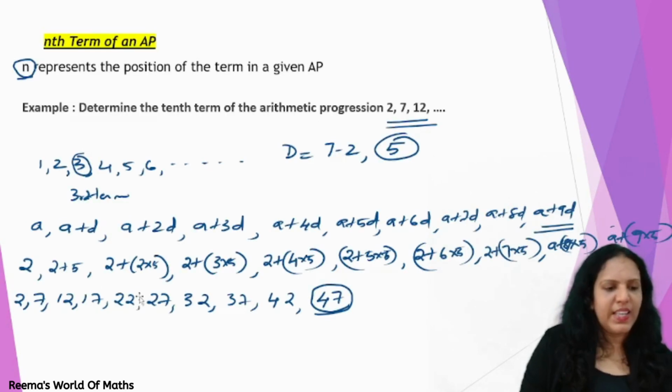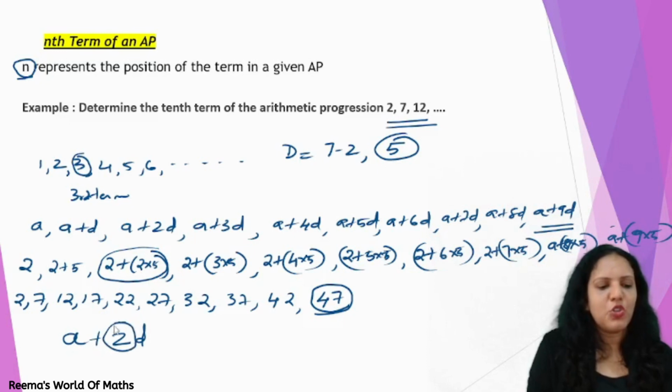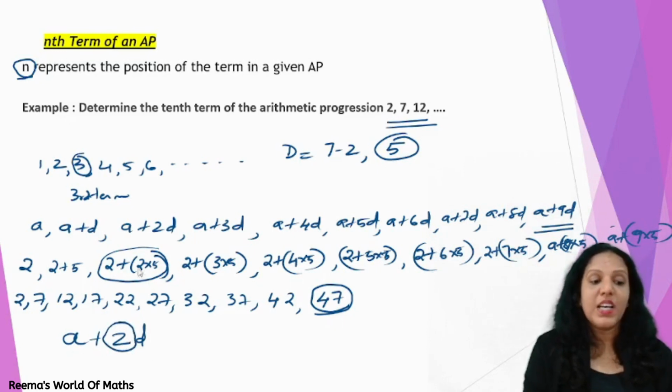Here, if you want to find the third term, what is the formula? That is a, the first term, plus 2d. Here d is the common difference and the multiplier is 2. So this is the formula to find the third term. So that means n.